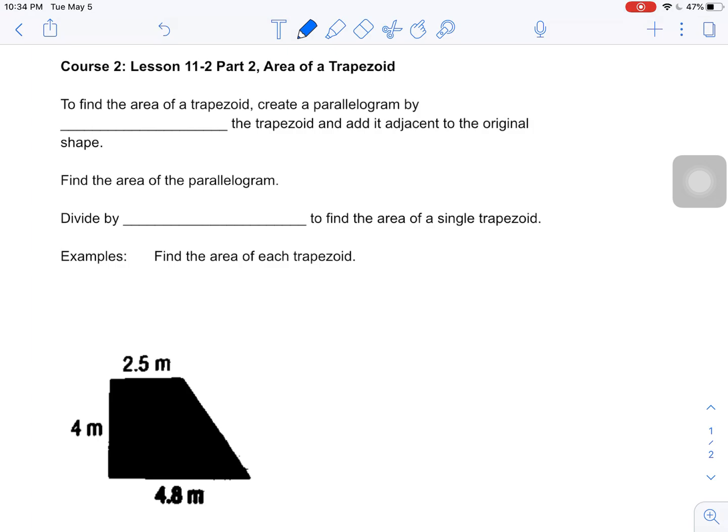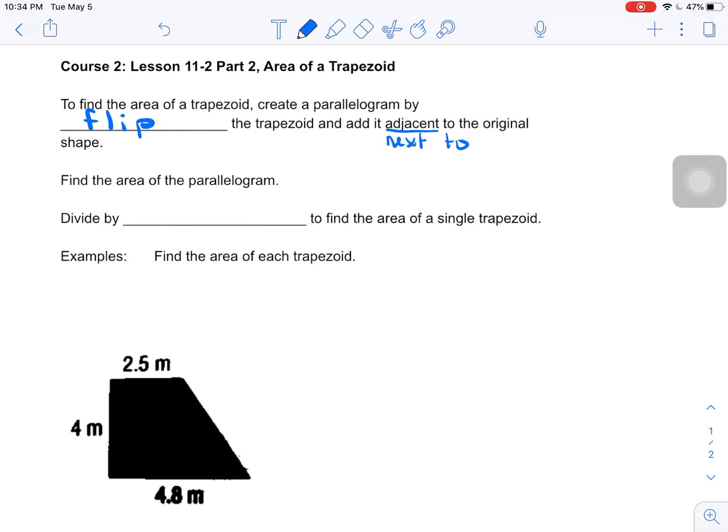So when we double the shape, how do I make the parallelogram? The trick to that is to flip the trapezoid. So create a parallelogram by flipping the trapezoid and adding it adjacent, or next to, the original shape. Remember, adjacent means next to.